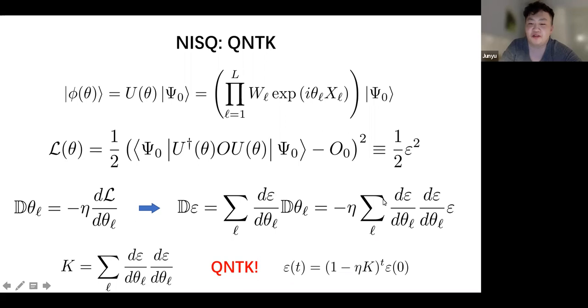But we will immediately notice that this quantity, which is the sum over variational angles L of the square of a single derivative of the residual training error over the variational angle, the so-called quantum neural tangent kernel, if this is a constant, then it immediately leads to an exponentially decaying solution of the residual training error and also the loss.